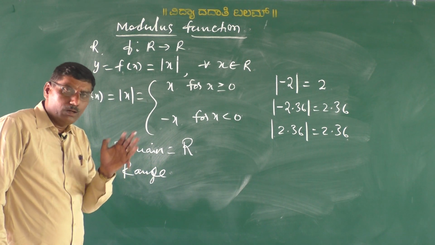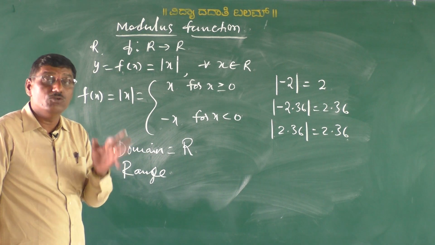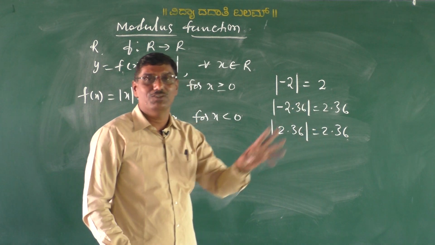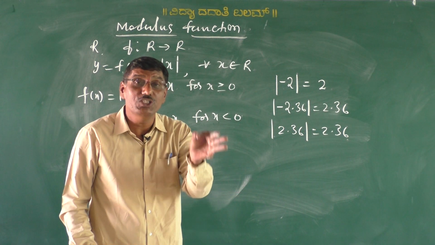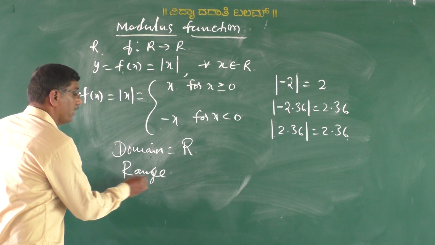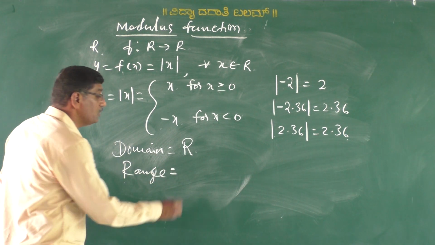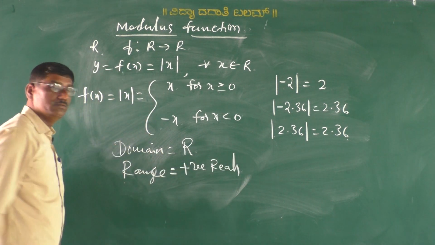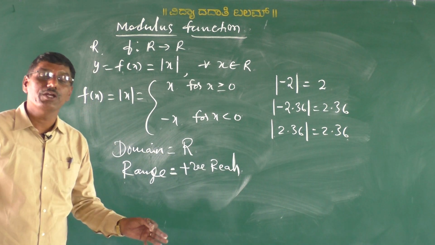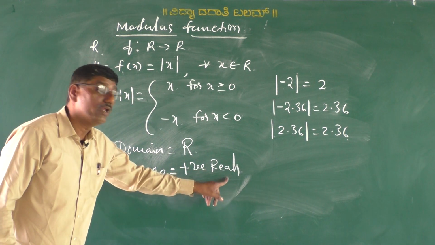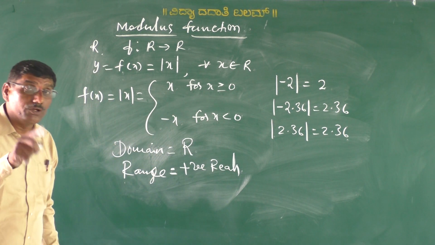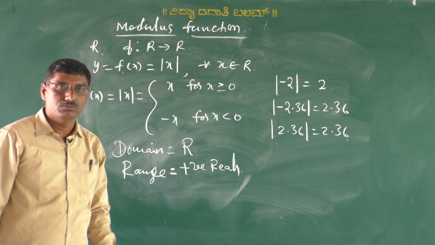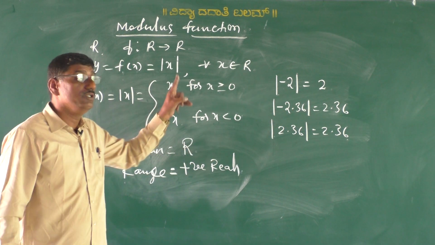For the domain of both positive and negative values, we get only positive reals. Hence, the range is equal to positive reals. Are you understood? Or non-negative reals: positive reals including 0, because mod 0 is equal to 0.